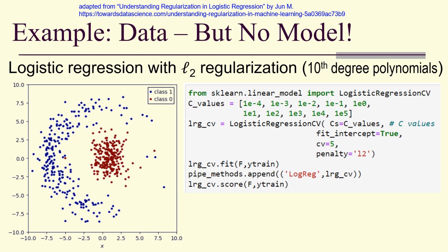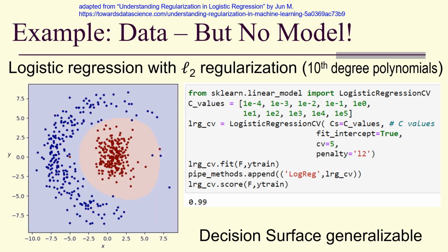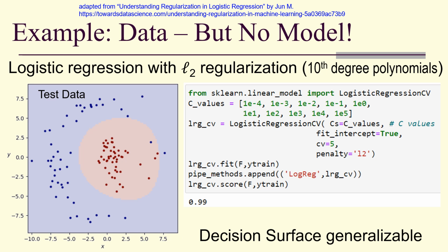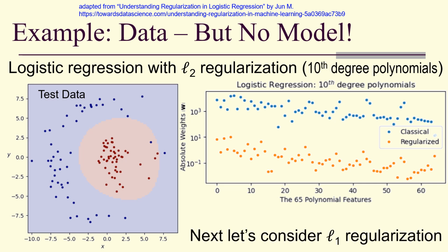So here we're going to implement this. Notice our C values. And notice we're now getting less accuracy, only 99% accuracy on the training data. But is the decision surface generalizable? Well, that looks better. It does a better job on the test data. And notice that we've controlled the size of the coefficients. They're not going wild and becoming very large in absolute value.